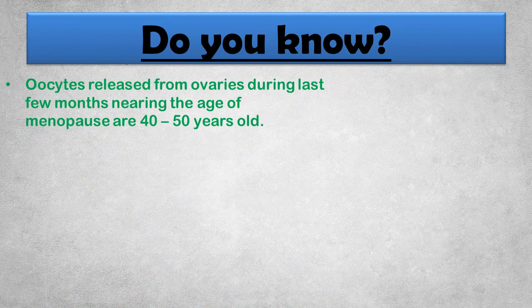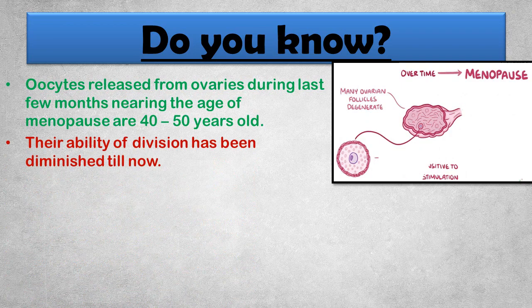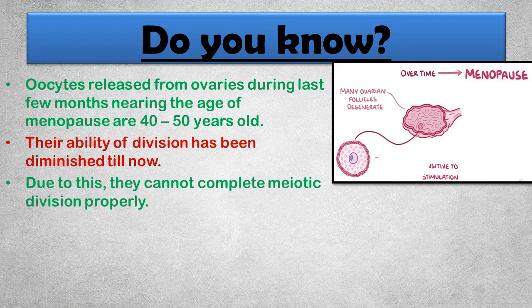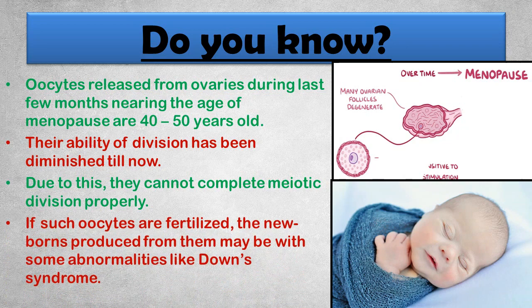Okay, do you know, oocytes released from the ovaries during the last few months nearing the age of menopause are 40 to 50 years old, and their ability of division has diminished by now. That means at the age of menopause, the ability of division of the oocytes has diminished, and due to this they cannot complete meiotic division properly. Due to this, if such oocytes are fertilized, the newborns produced from them may have some abnormalities like Down syndrome. So students, here you can see the child suffering from Down syndrome.